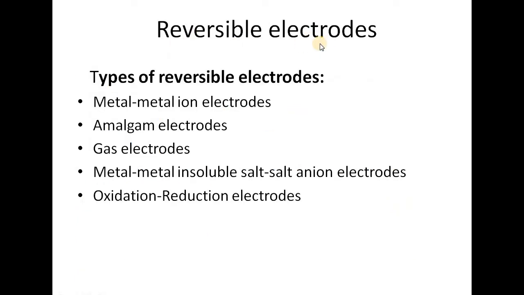Now there are various types of reversible electrodes. Different types of reversible electrodes are metal-metal ion electrodes, amalgam electrodes, gas electrodes, metal-insoluble salt-anion electrodes, and oxidation-reduction electrodes. We will discuss these electrodes one by one in our next lecture.